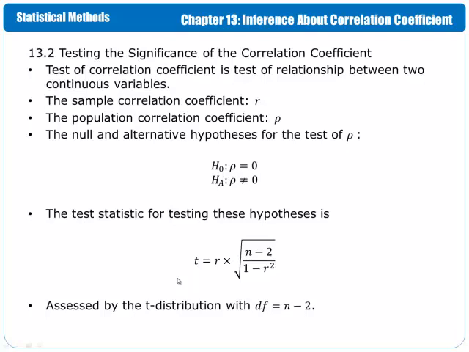The test statistic for testing these hypotheses is as follows. It is assessed by the t-distribution with degrees of freedom n-2. That is slightly different from some of the previous tests where n-1 was the degrees of freedom.